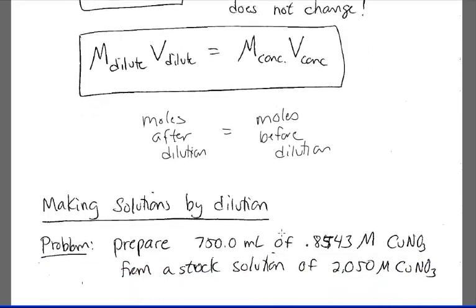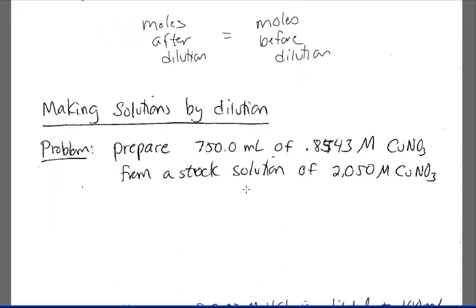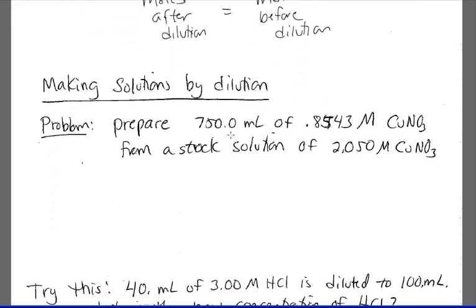All right, so we can use this equation to calculate amounts involved in dilutions. Let's do a sample calculation. We want to prepare 750 milliliters of 0.8543 molar copper nitrate from a stock solution of 2.050 molar copper nitrate. Let's make it just D instead of the whole word dilute. So MV for the dilute solution is going to equal M times V for the concentrated solution.